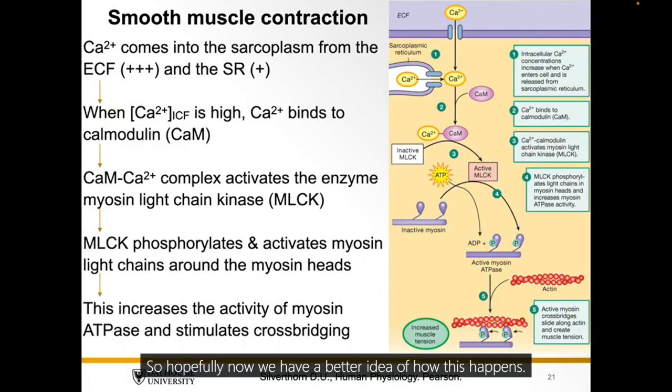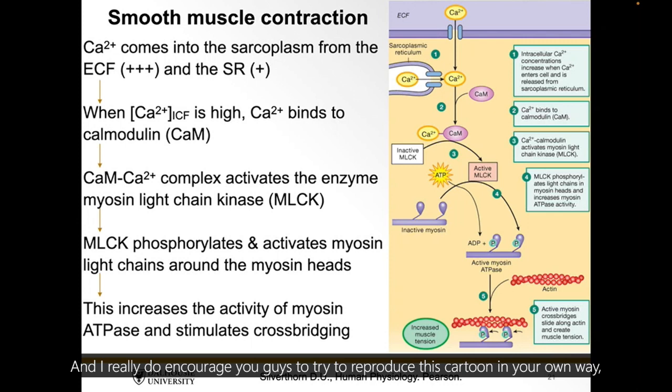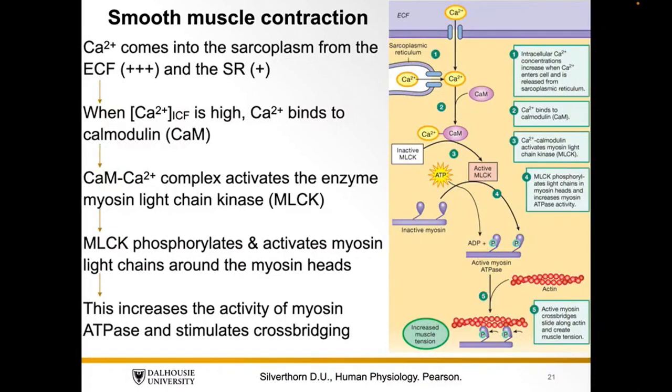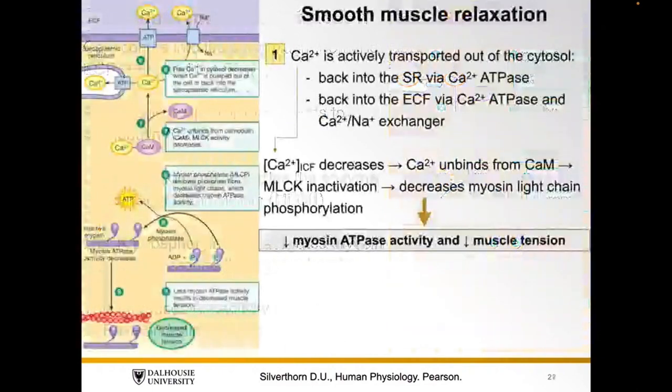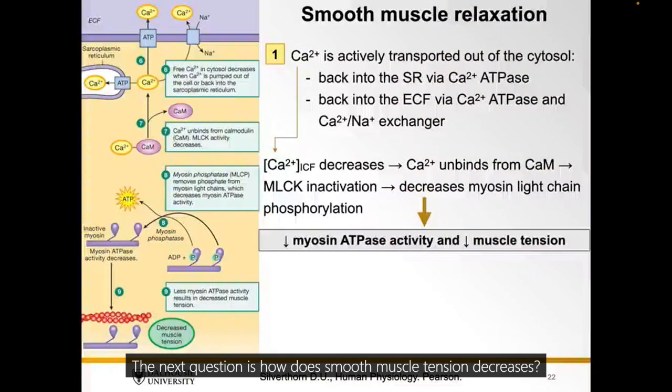So hopefully now we have a better idea of how this happens. And I really do encourage you guys to try to reproduce this cartoon in your own way, in your own words, so that you can put all of these steps in order in your head. The next question is, how does smooth muscle tension decrease? In other words, what needs to happen in order for smooth muscle to relax?